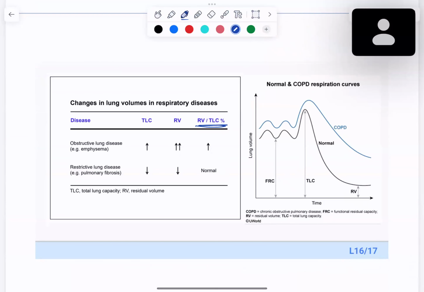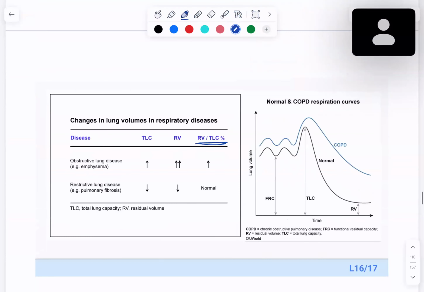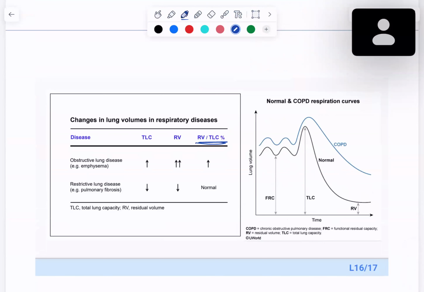Okay, let me ask you guys. Forced expiratory volume in 1 second over forced vital capacity ratio in restrictive diseases. What will it be? Will you find it to be normal, increased, decreased? Stays the same or increases? Excellent. It does not decrease, it stays the same, or yes, it does increase, sorry.